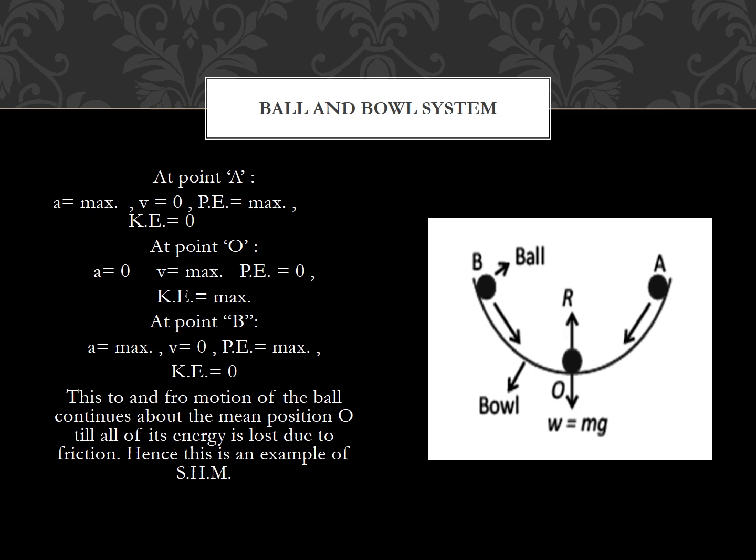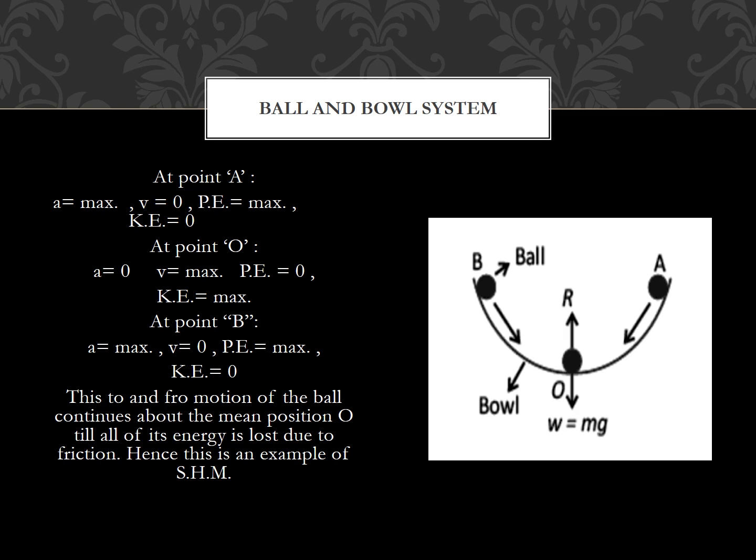Now at point B, what happens? When the ball reaches point B, for a fraction of a second, it will stop. When it stops, its velocity is equal to 0. Its kinetic energy becomes equal to 0. And as it covers a certain height at point B, its potential energy is maximum. And as we can see that the height is maximum and the distance covered is maximum, its acceleration is also maximum. So this to and fro motion of a ball continues about its mean position till all of its energy is lost due to friction. So this proves that this is also an example of simple harmonic motion.